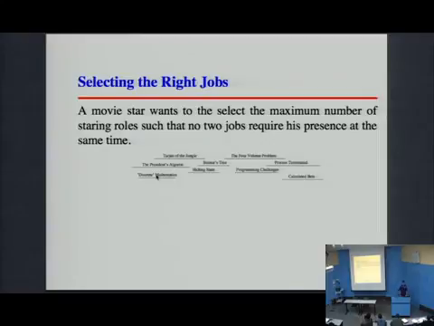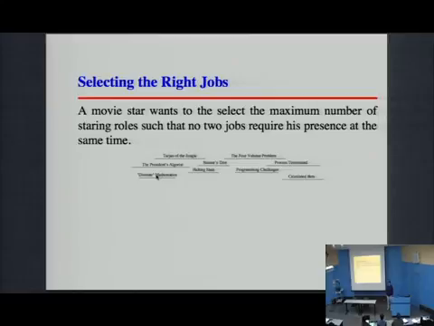If not, what I think I'd like to do for the rest of the class is I have another one of these algorithm problems I'd like us to think about a little bit. Okay? This is a problem about scheduling. In particular, scheduling for movie stars.